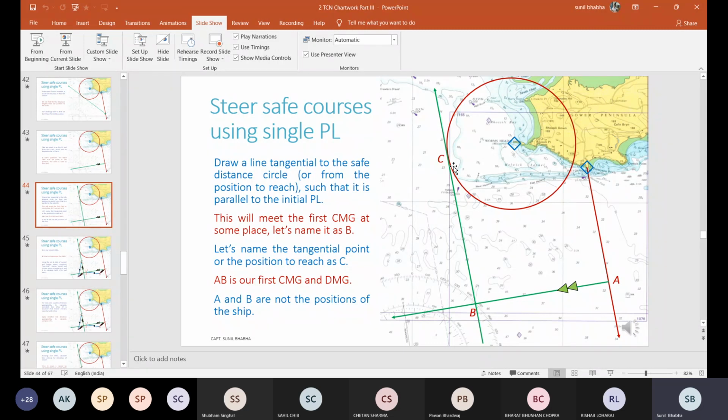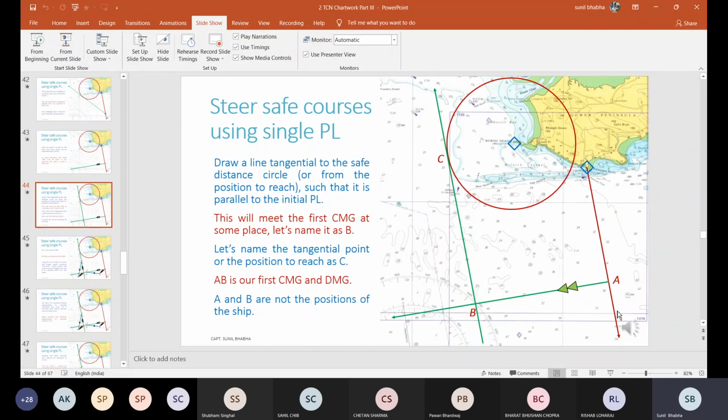Now note one thing carefully: irrespective of wherever we are on the initial position line, we could be here, we could be here, we could be here, anywhere on the initial PL. If you steer your first course AB for this much distance, which is equal to A to B, you will always land up on the BC line.